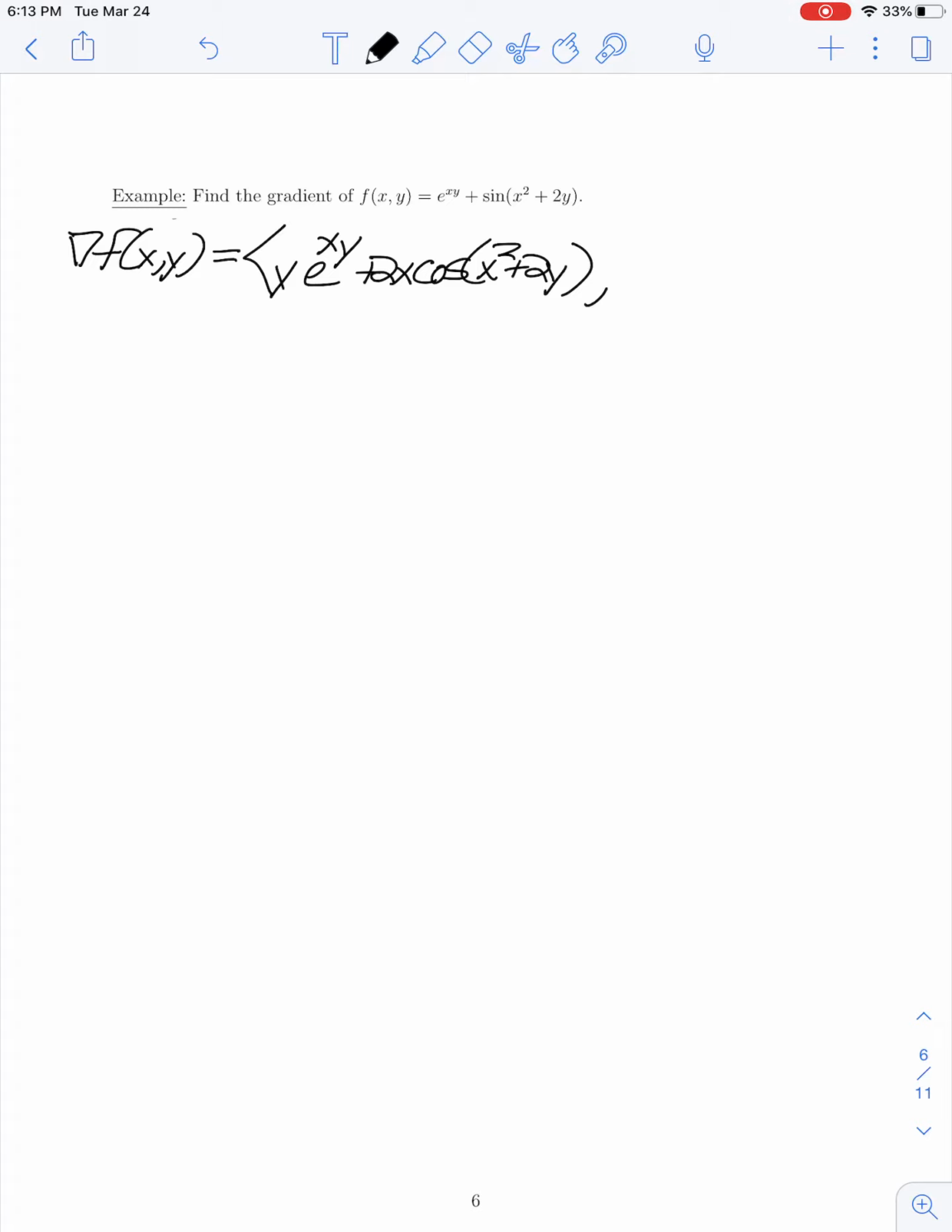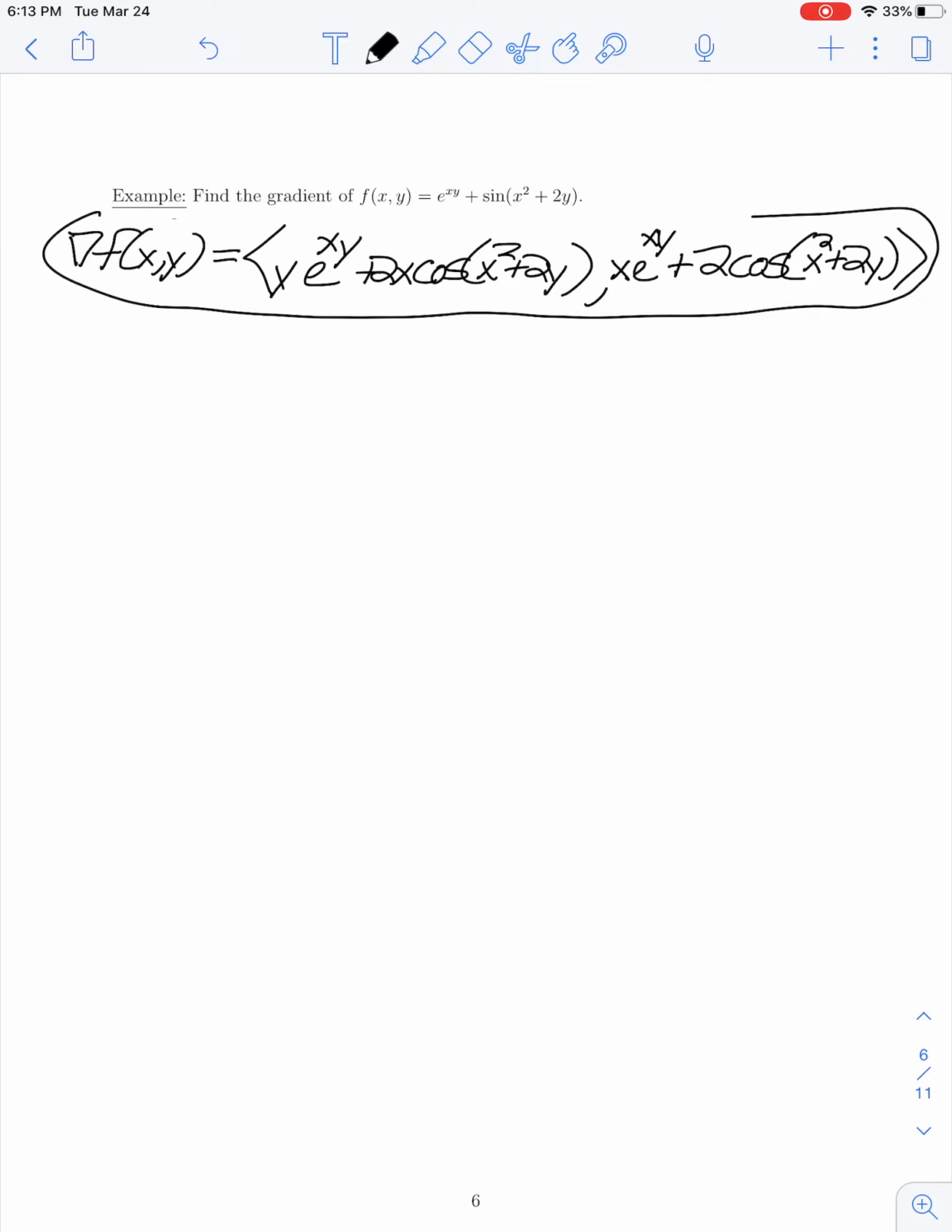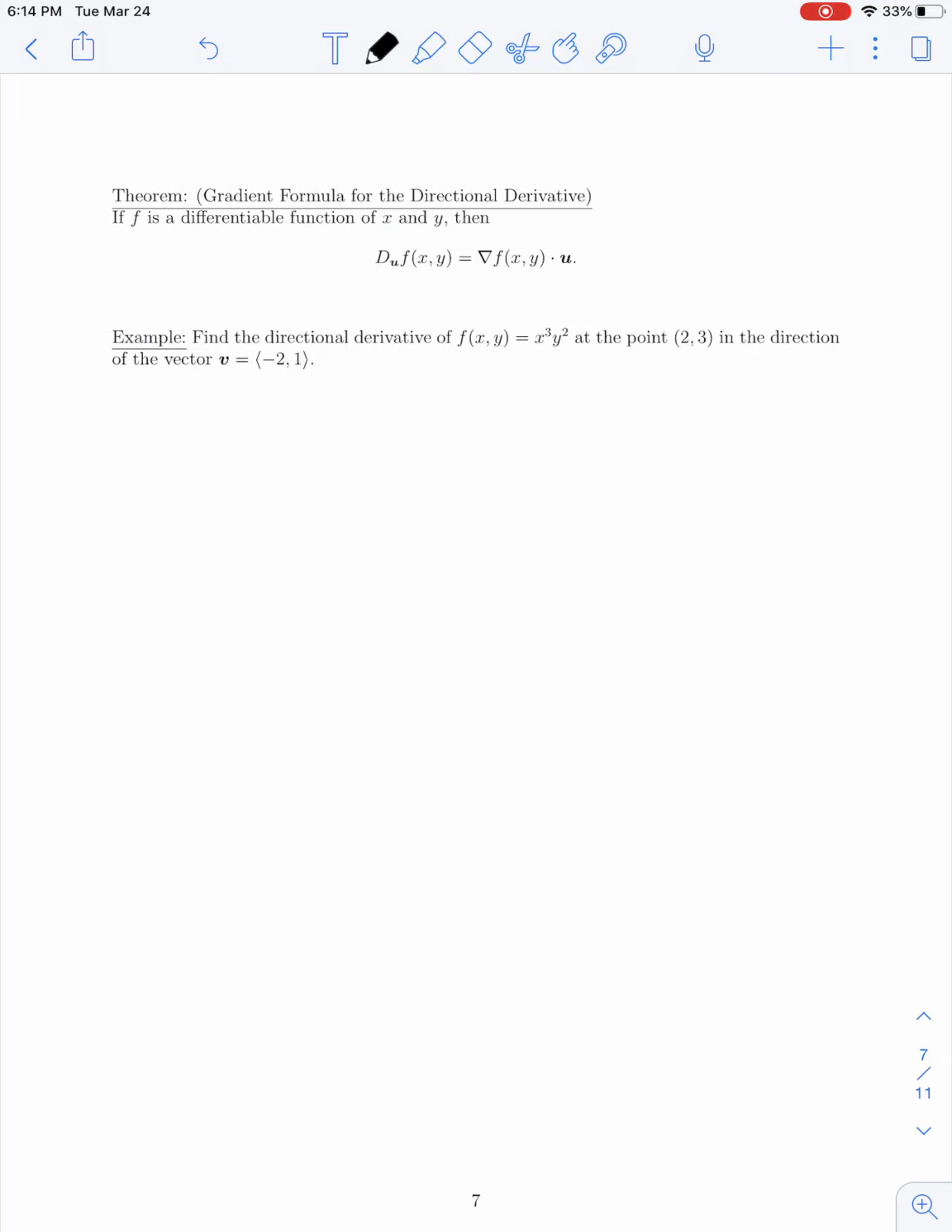And then our second component would be the partial derivative with respect to y. So similarly, we have x e to the xy plus 2 times cosine of (x squared plus 2y). So this would be the gradient of that vector function. So we've got a few examples of finding the gradient of a function. So let's start talking about some of the applications.